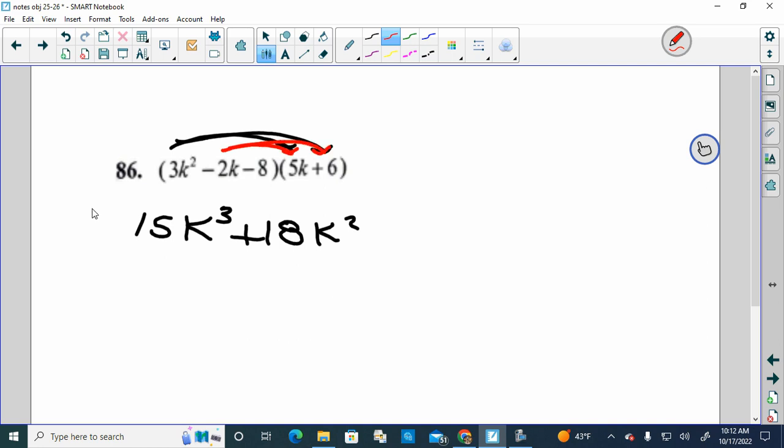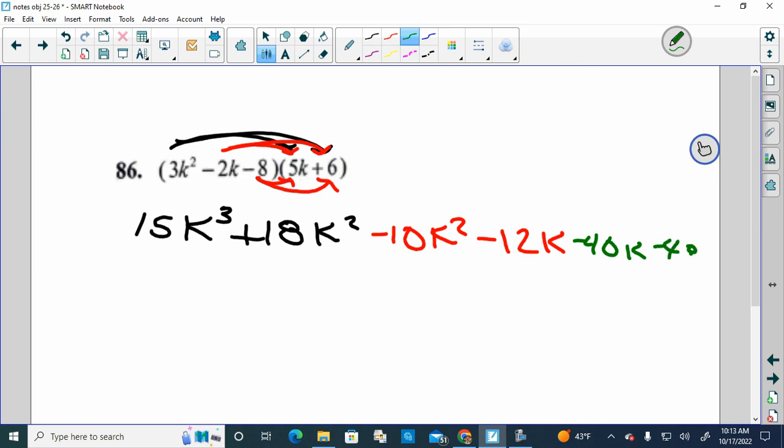So a negative 2 times k would be a negative 10k squared. That one times that one is going to be a negative 12k. And then my last one is just distributing this twice. So a negative 8 times 5 would be a negative 40k. And then a negative 8 times 6 would be a negative 48. On all of these, just like the last one that we did, you should have 6 things when you're distributing. So if you think you forgot one, or didn't distribute it right, like that 1, 2, 3, 4, 5, 6. So this one stays the same.